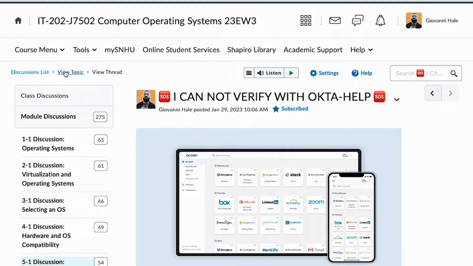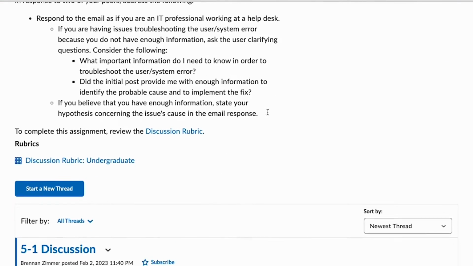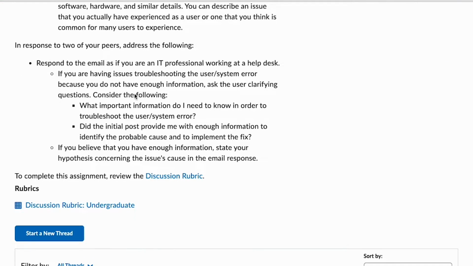So if you focus your time on this discussion, you can get it done pretty quickly. Your response is just detailed and specific to your peers, what you would ask them to do, and the different ways you would go about asking them to do different things. So nothing really big there.